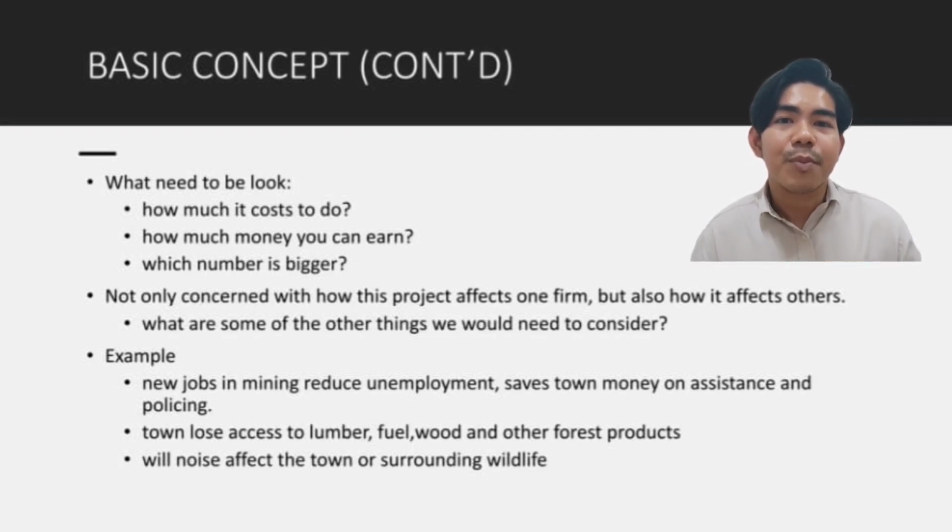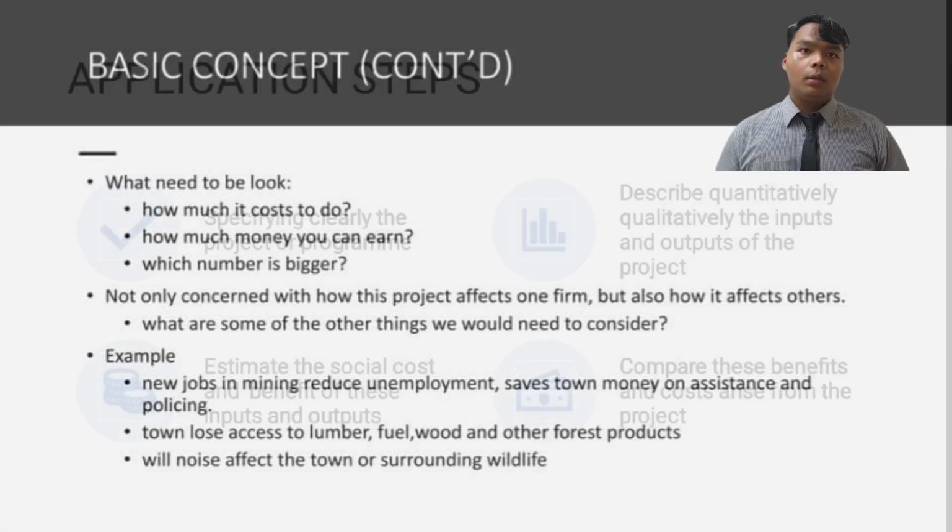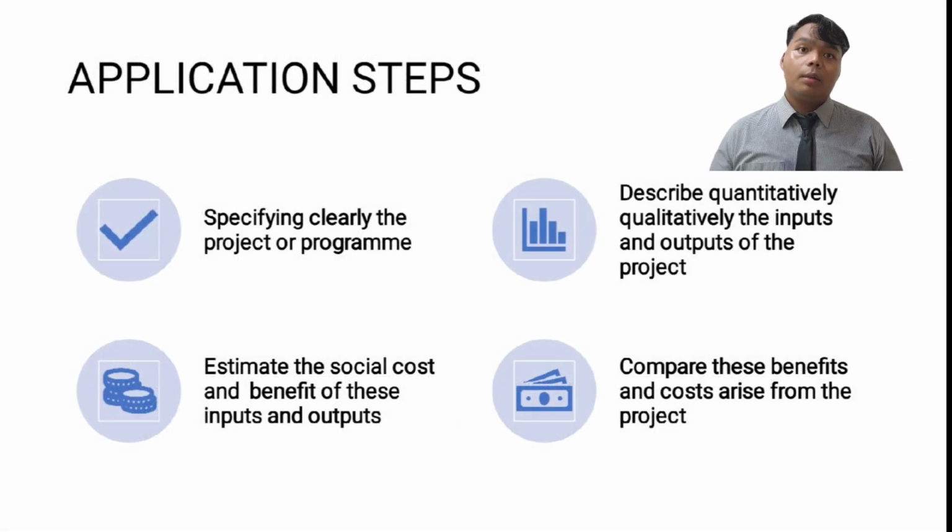Different decisions and different projects may affect the entire world. For example, if you're going to start including global warming, this type of analysis is called an economic cost-benefit analysis or social analysis. Right. Now I'll be presenting the application steps of cost-benefit analysis.